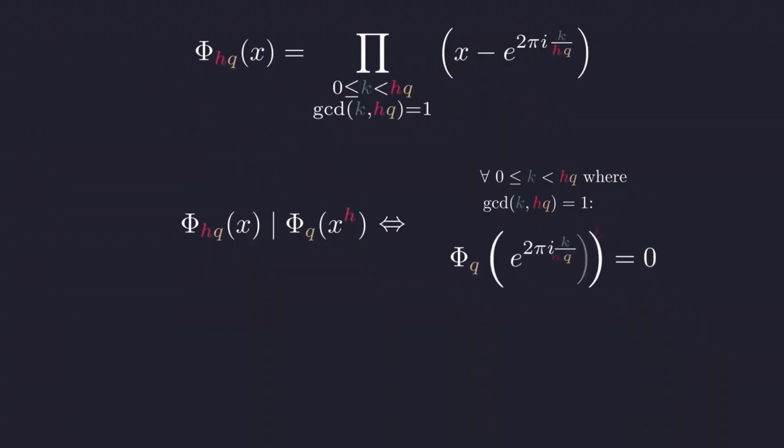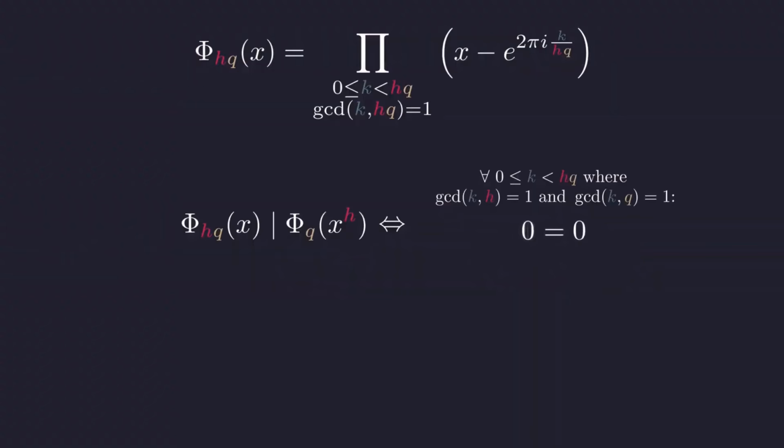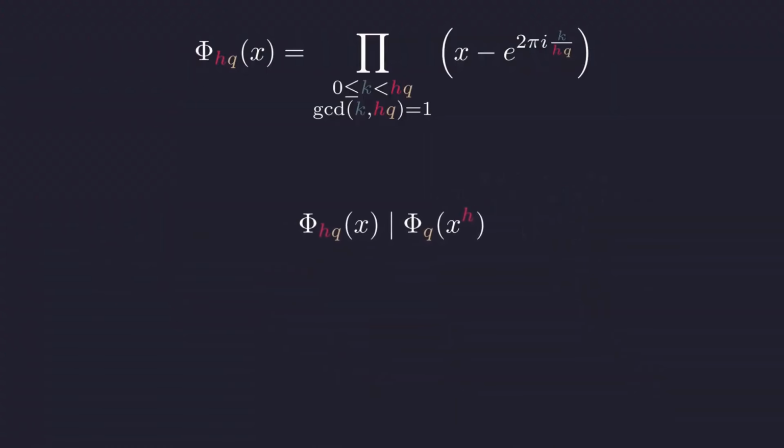Rewriting things, we get phi sub q of e to the 2 pi i k over q equals 0. But if k is relatively prime to hq, then k is also relatively prime to q. In other words, k over q is fully reduced, and e to the 2 pi i k over q is a root of phi sub q. Thus, we have that phi sub hq of x divides phi sub q of x to the h.